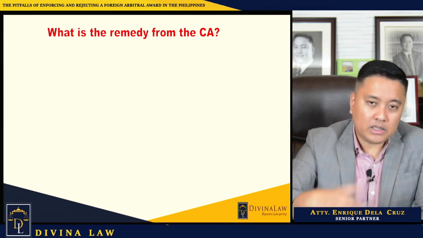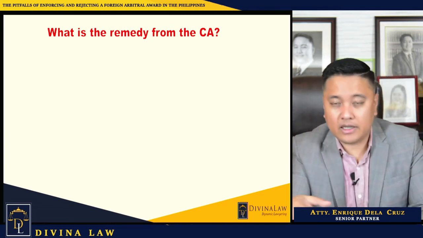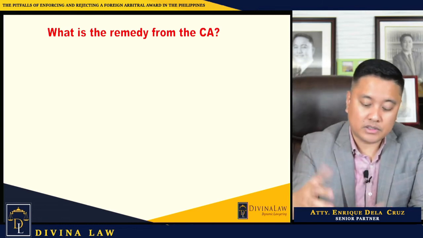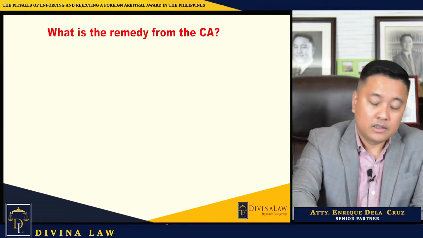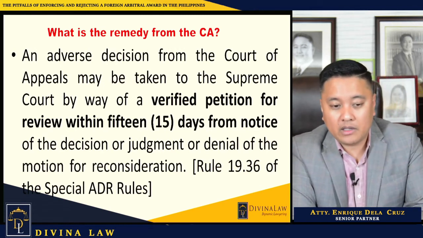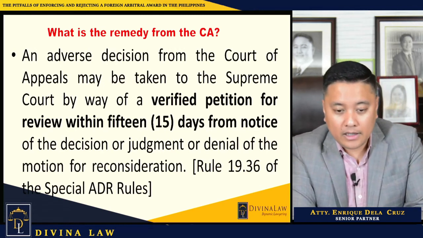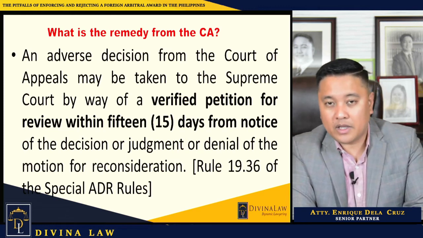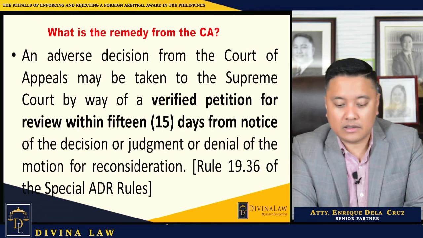So assuming that you went to the CA and the CA denied your petition or issued an adverse decision, what is the remedy? Well, you may go to the Supreme Court by way of a verified petition for review, again within 15 days from notice of the decision or denial of the MR, and this is also non-extendable.